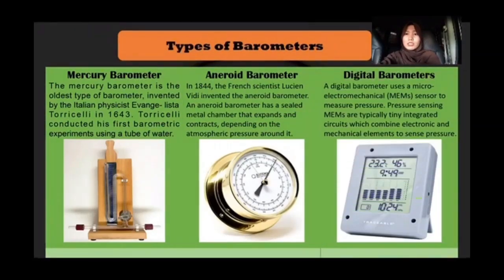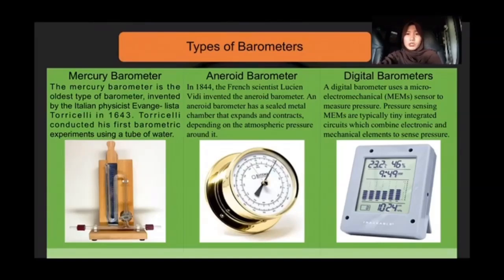And the last one is the digital barometer. It uses a microelectromechanical sensor to measure the pressure. Pressure sensing MEMS, or microelectromechanical systems, are typically tiny integrated circuits which combine electronic and mechanical elements to sense the pressure. So, a digital barometer is the perfect unit for the plant lab and all other environments where there is a need to monitor the condition of environmental air parameters.